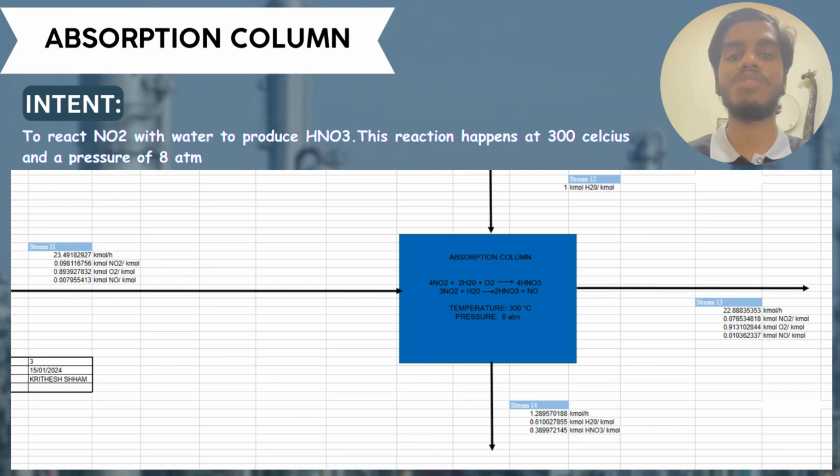Stream 13 consists of nitrogen dioxide, oxygen and nitrogen oxide. Meanwhile, stream 14, which is the last stream for this block, consists of water and nitric acid. So as I said before, this happens at a temperature of 300 Celsius and 8 atm. The molar flow rates are almost balanced for the input block and output block, and the mass flow rates are equally balanced too. There are 2 reactions happening in the block flow diagram. The first reaction is 4NO2 plus 2H2O plus O2 gives 4HNO3. Meanwhile, the second reaction is 3NO2 plus H2O gives 2HNO3 plus NO. So basically, I have used the extent of reaction method with some other information to balance out this block diagram for the absorption column.